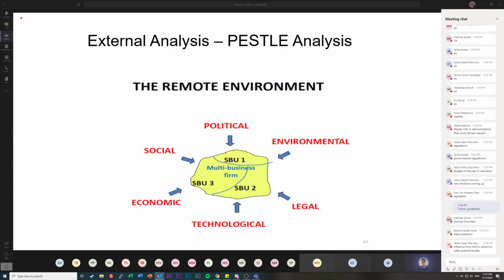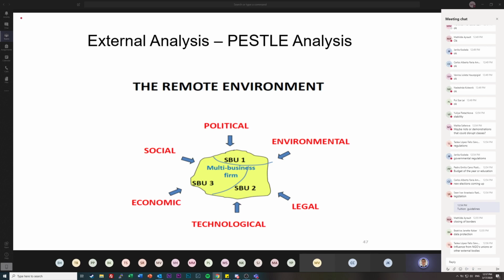The data protection, influence from NGOs, unions, or other external bodies. It's also an external political factor. Okay, government regulations, budget of the year on education. Take care, this is more the economic factor. How is the budgeting and how is the fiscal policy? Okay, fine. So we went through all of these cases.